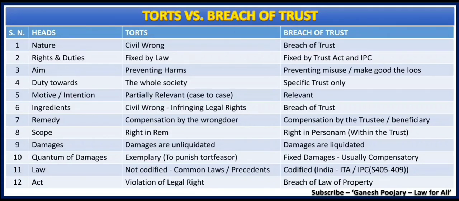The 10th head, quantum of damages. Under torts they are exemplary, that means to teach a lesson to the tortfeasor it can be very high, whereas in breach of trust there will be fixed damages and mostly they are limited to compensation only.